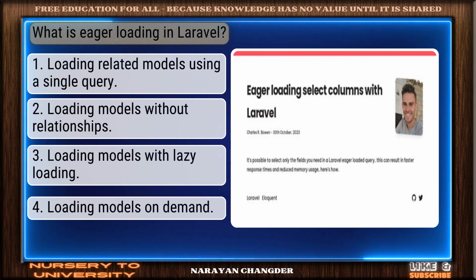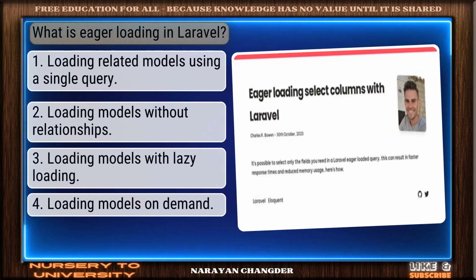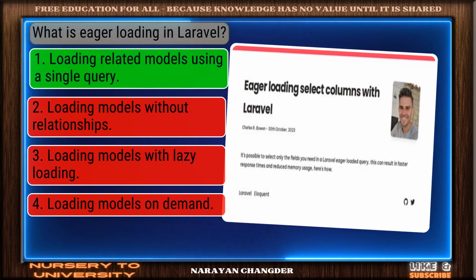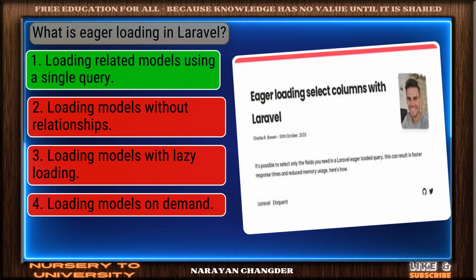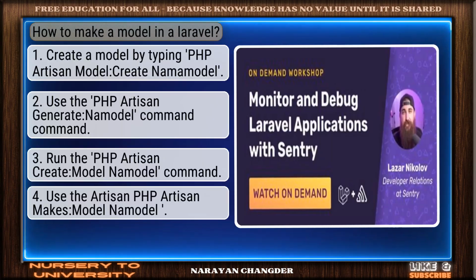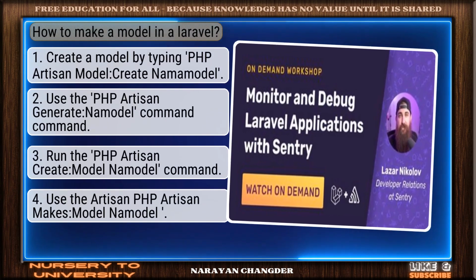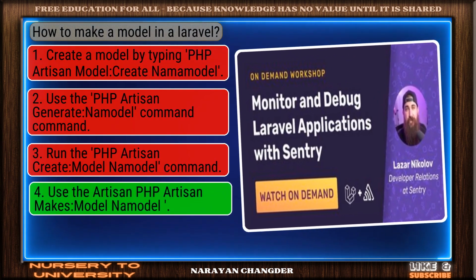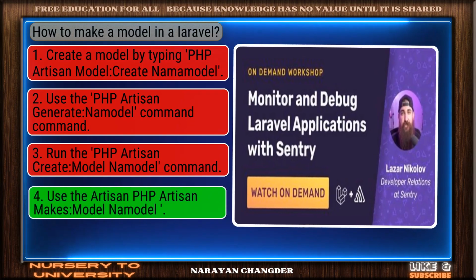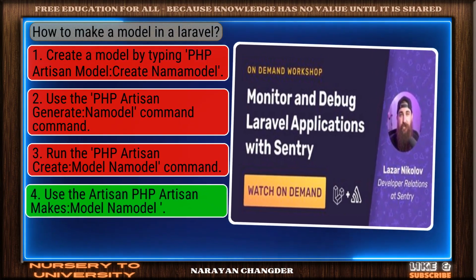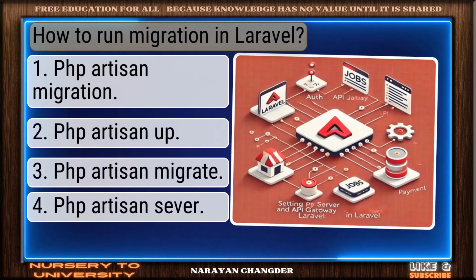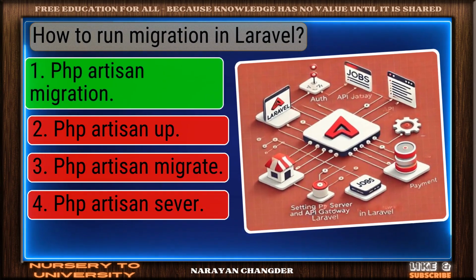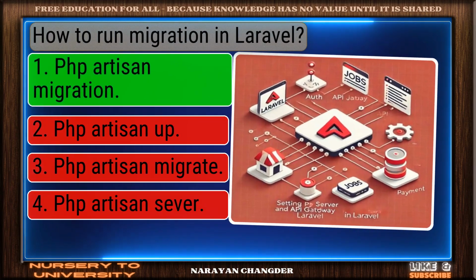Question number 56. What is eager loading in Laravel? Exactly. Loading related models using a single query makes sense, and it is the right choice. Question number 57. How to make a model in Laravel? Strong choice. Use the artisan command php artisan make:model. Model is the right answer. Question number 58. How to run migration in Laravel? Excellent choice. PHP artisan migrate is the right answer.